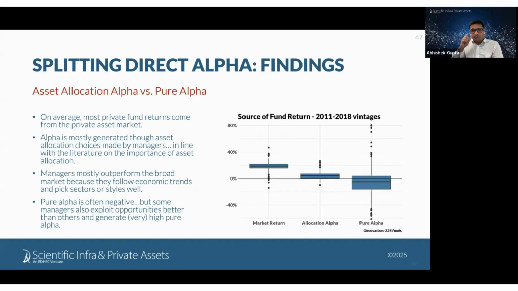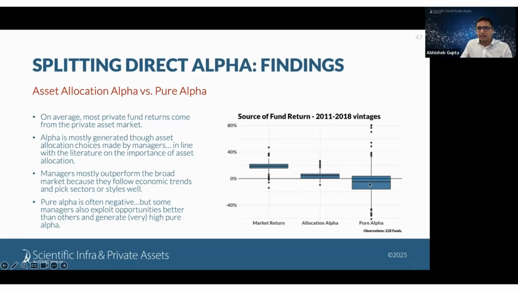Which brings me to the important findings of the sources of returns section. First, most private fund returns come from the private asset return market as a whole. And that we can see in this chart. We have combined all 228 funds together, and market return is the most important source of return across all the funds. Second, allocation actually can generate alpha. So it's in line with the literature that we know about asset allocation. By following certain trends or by overloading on certain strategies, we can see that there will be benefits of generating alpha. And finally, pure alpha is the most difficult to generate.